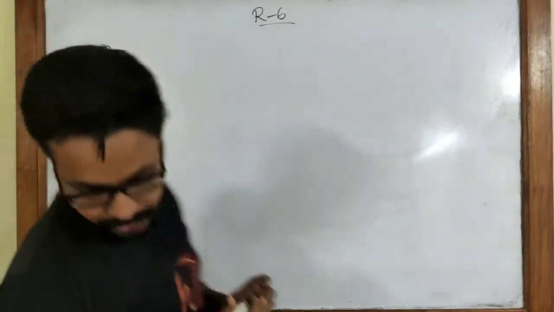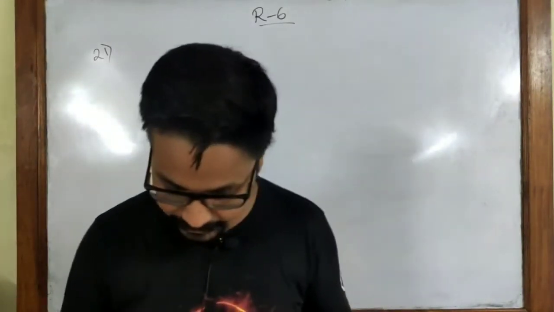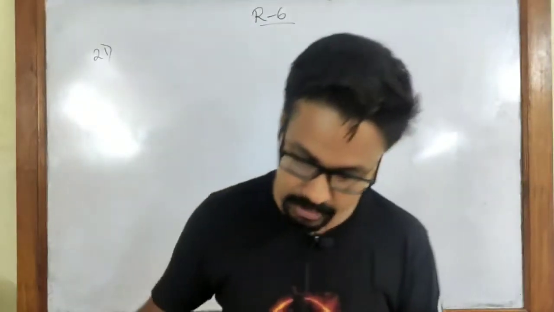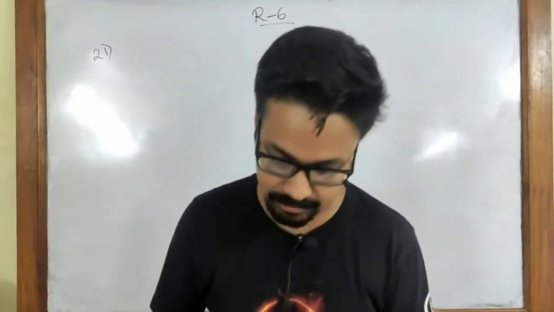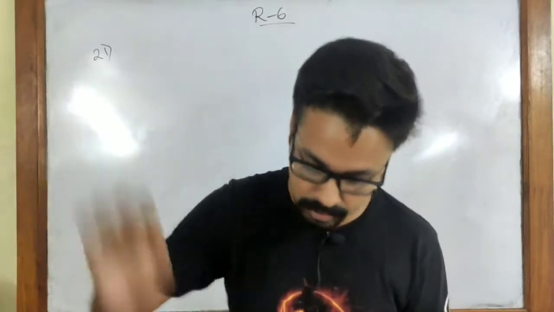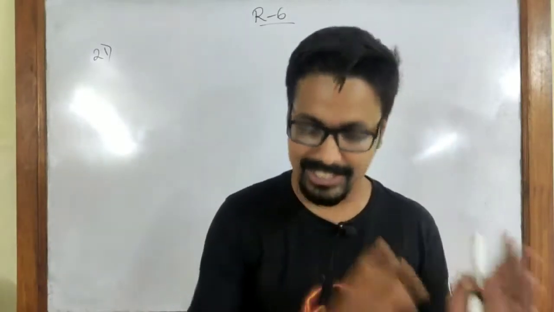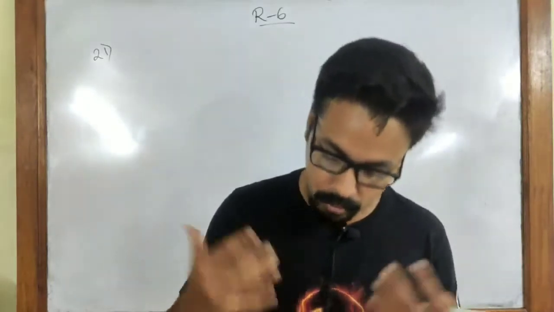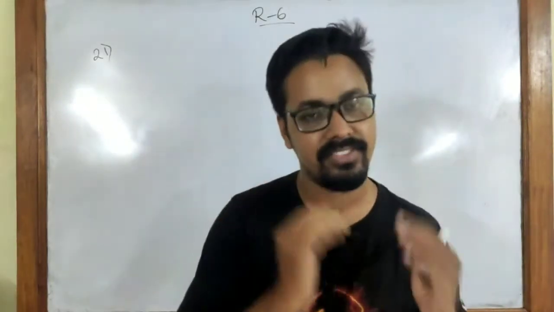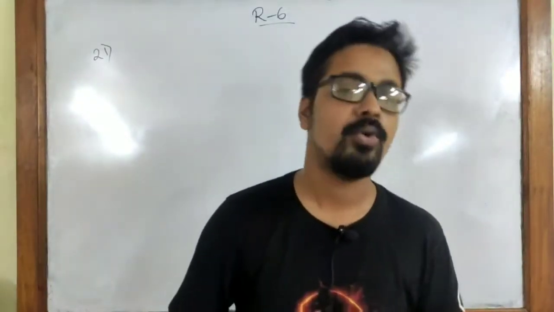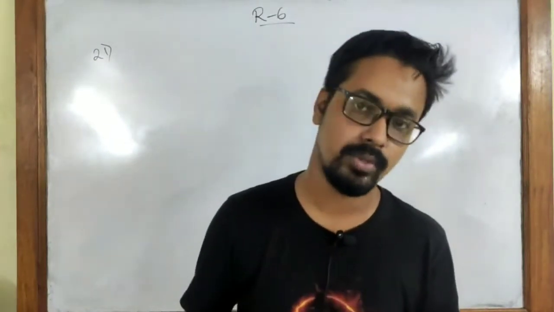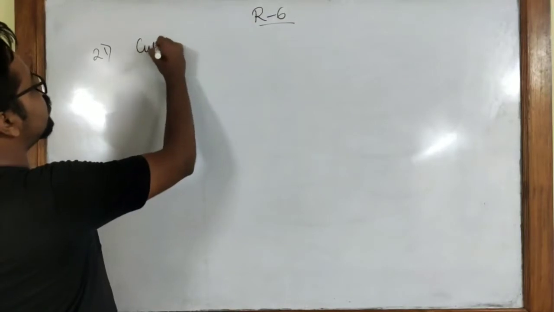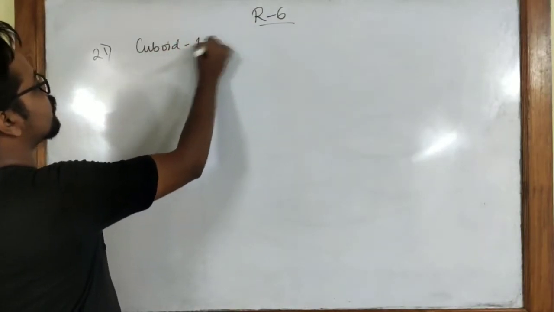If you see question number 21, you will find that the length, breadth and height of two cuboids are 30 centimeter, 25 centimeter and 15 centimeter, and 35 centimeter, 20 centimeter and 12 centimeter. So the length, breadth and height of two cuboids are given. Compare their surface area, which will have more volume. Means we have to find the surface area of both, tell which one is greater. We have to find the volume of both and tell which one is greater. So let's start. So let's do it for cuboid 1.